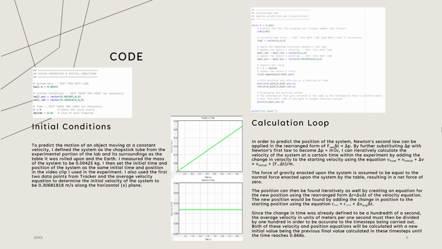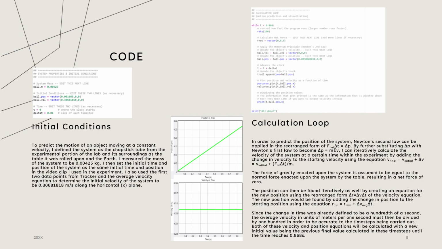For the GlowScript code, the initial conditions are predicted with the object moving at a constant velocity. I defined this system as the chapstick tube and its surroundings as the table and the earth. I measured the mass and I set the initial time and position as the same initial time and position as the video clip of the experiment. I also used the first two data points as well as the average velocity equation to determine the initial velocity of the system.